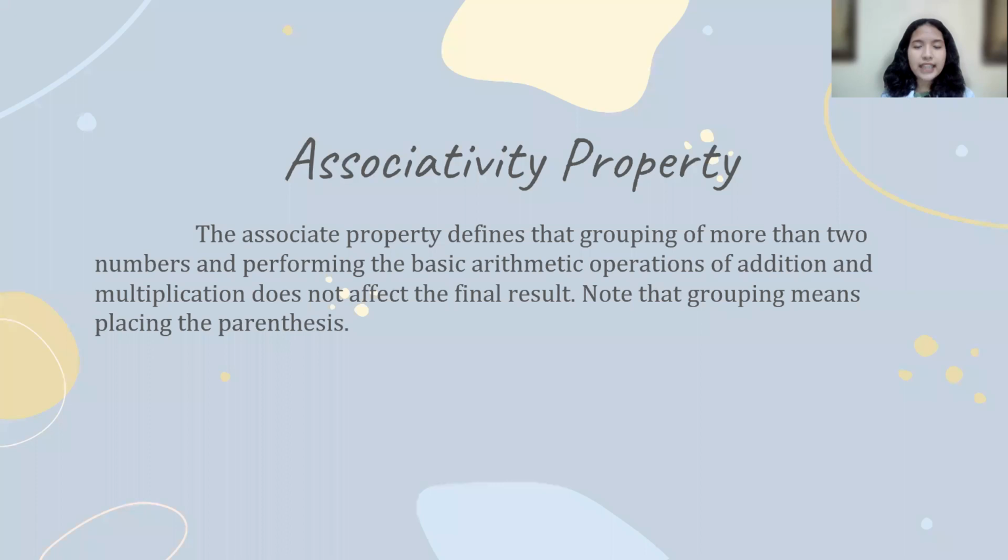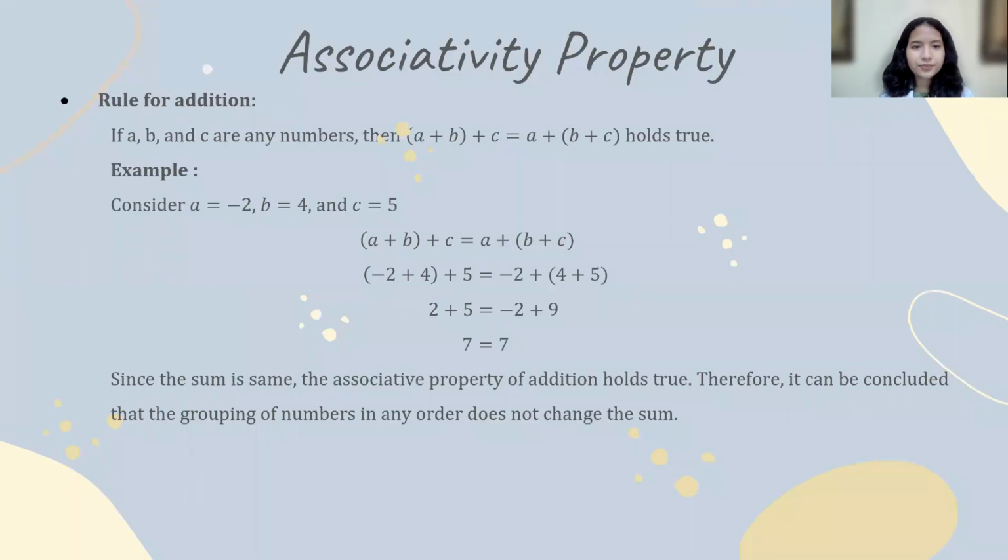And then the second kind is the associative property. The associative property defines that grouping more than two numbers and performing the basic arithmetic operations of addition and multiplication doesn't affect the final result. Note the grouping means placing the parentheses. There are rules for addition.